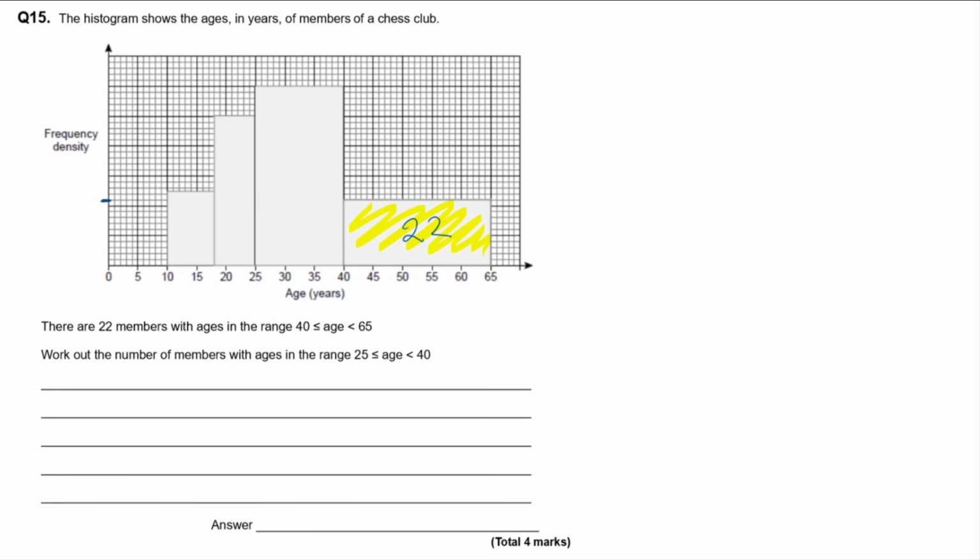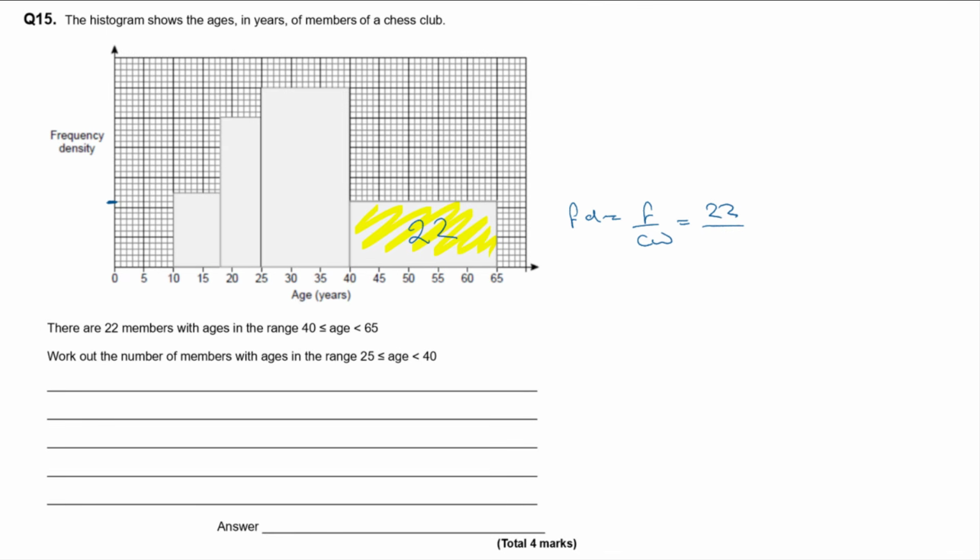So frequency density is frequency divided by class width. So frequency density is frequency over class width, which in this case is 22 over class width of 40 to 65. That spans 25 units. Okay, so 22 over 25 as a decimal is 0.88. That's not very good. It can't be 0.88.